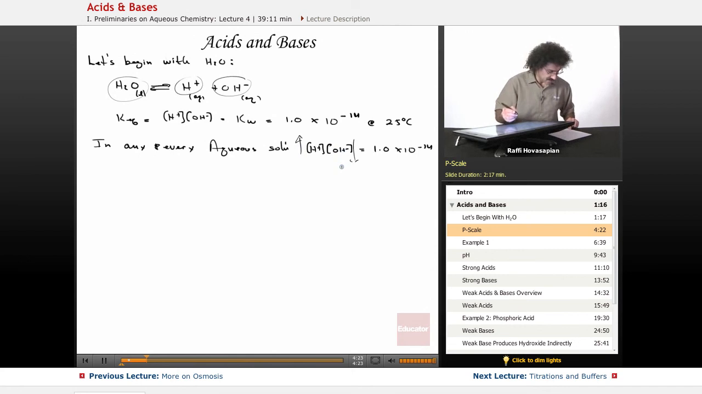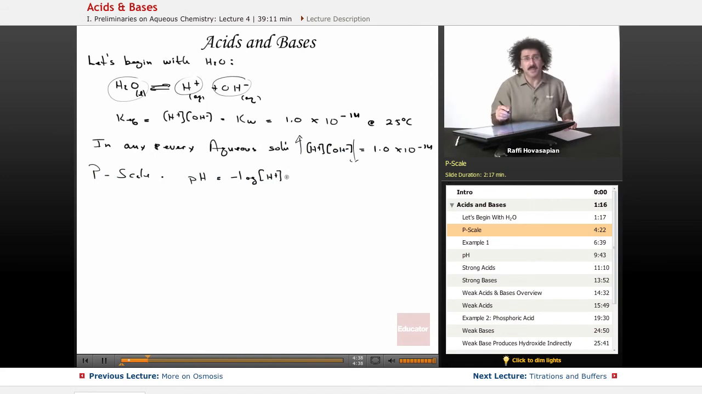Okay. Now let's introduce something called the p-scale. You already know this, but we will mention it anyway. So we talk about pH, and that's equal to negative log of the hydrogen ion concentration. Hydrogen ion concentrations are generally very small, things like 2.6 times 10 to the negative 3, very tiny numbers. So instead of dealing with those numbers, they developed this idea of a p-scale because they wanted to deal with numbers that are just more natural, like 6.2, 10.6, things like that.